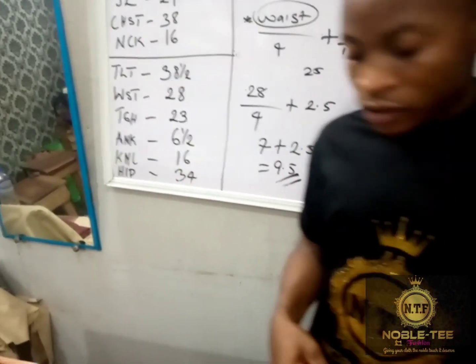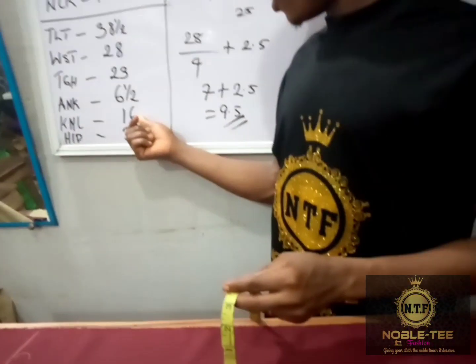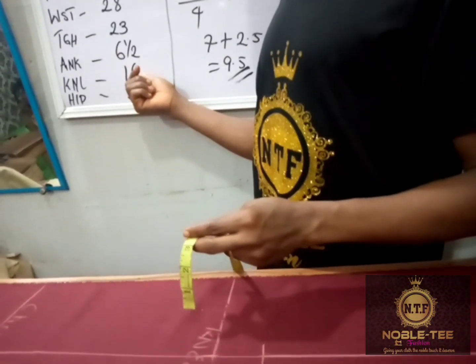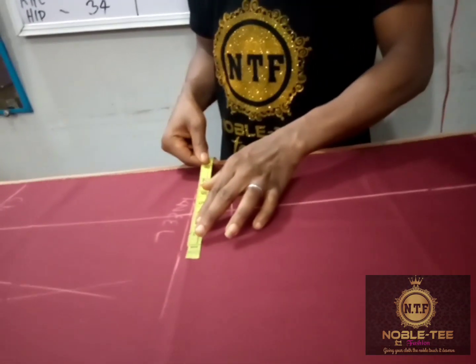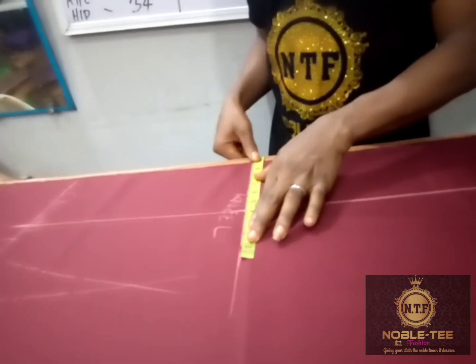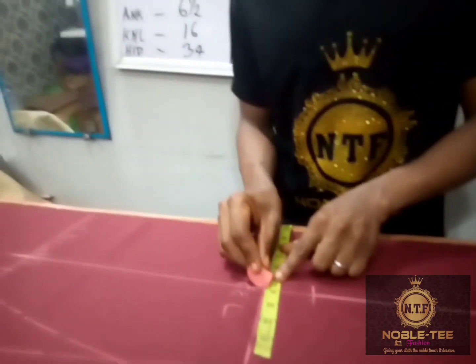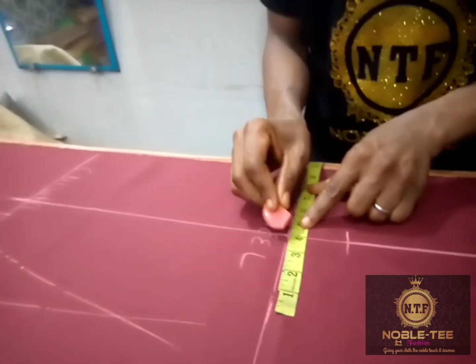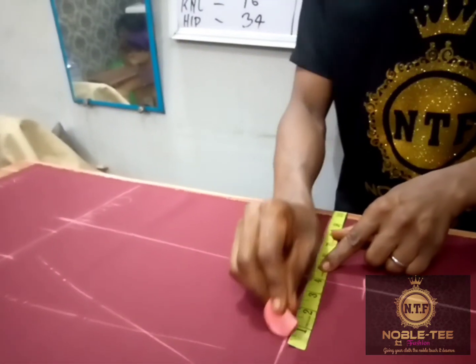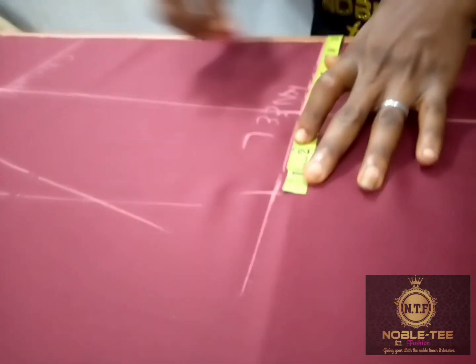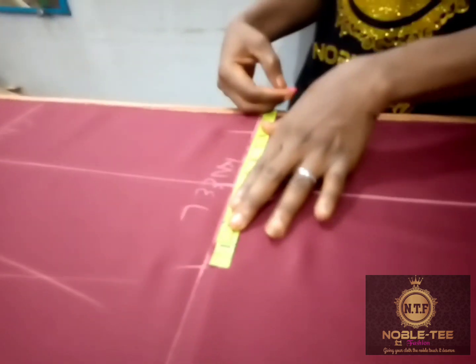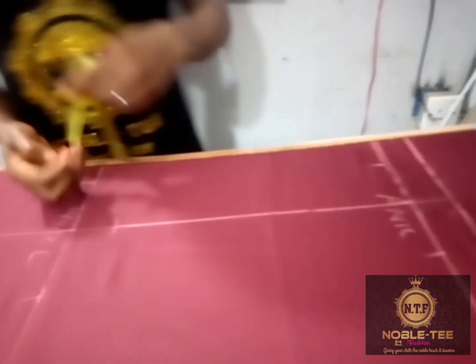So what I have on the nail is a what? 16. So 16 divided by 2 now, it will be what? It will be 8. So 8 now divided by 2 will be what? Will be 4. So I'm placing my tape rule at 4 now. So I'm getting the center of the nail. So here and here. So the next thing is to connect the line.